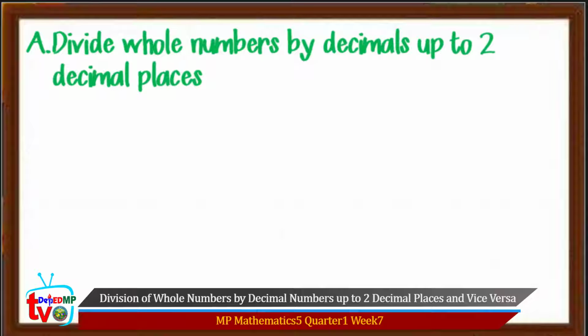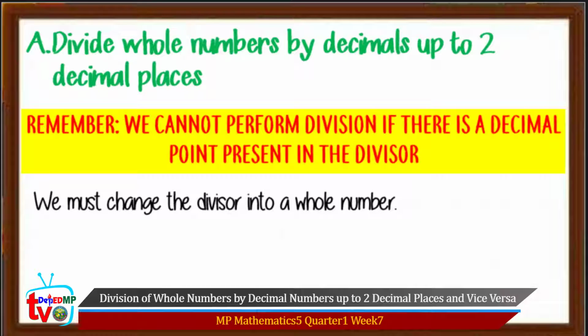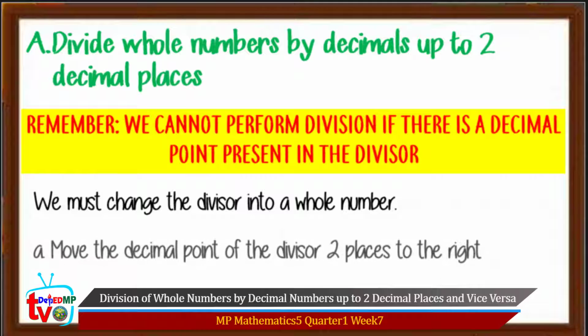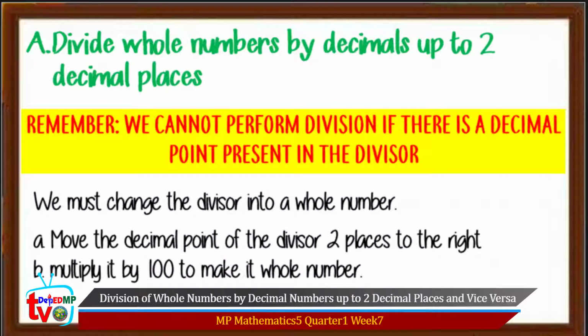Before anything else, always remember, put this in mind, that we cannot perform division if there is a decimal point present in the divisor. So, what are we going to do first? We must change the divisor into a whole number so that we can proceed to division. How are we going to do that? We have 2 ways. It's either first, move the decimal point of the divisor 2 places to the right, or multiply it by 100 to make it a whole number.